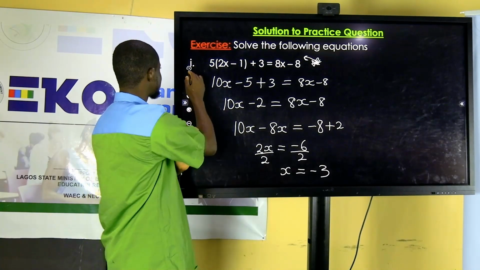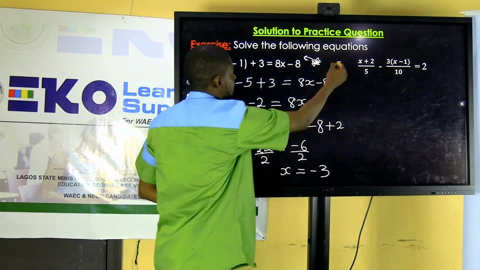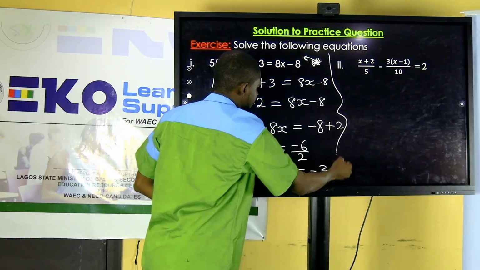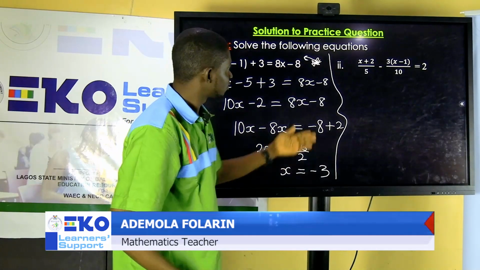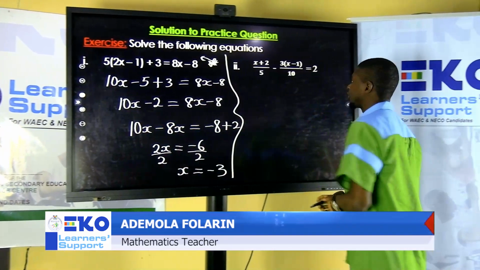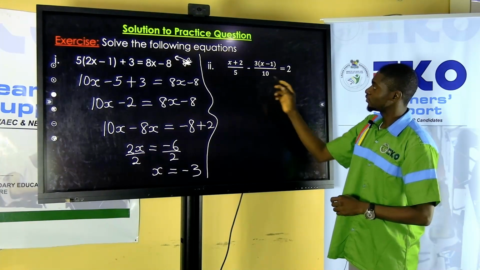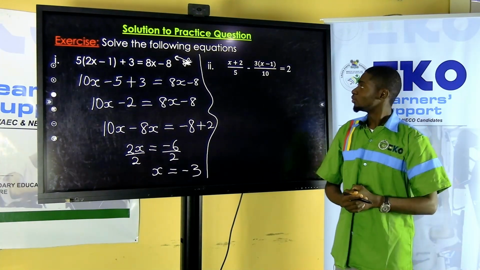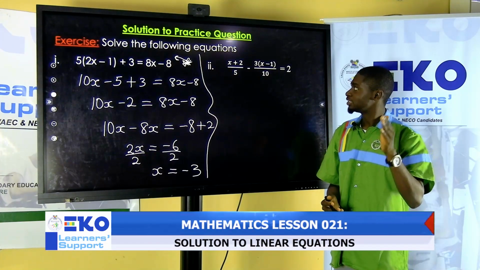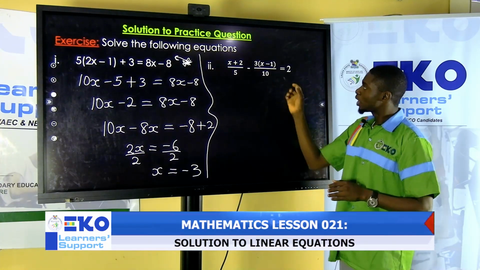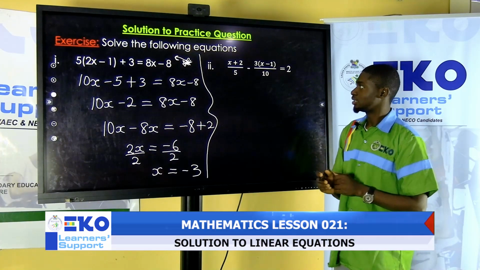Let's take the second question. So for the second question, this is fraction. We've learned how we've been solving this. The very first thing, the LCM of 5 and 10. What will be the LCM of 5 and 10? Yes, your guess is right. It's 10. So you are multiplying that 10 by all the terms here.